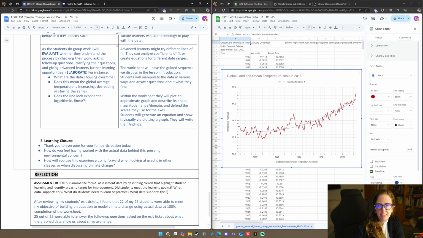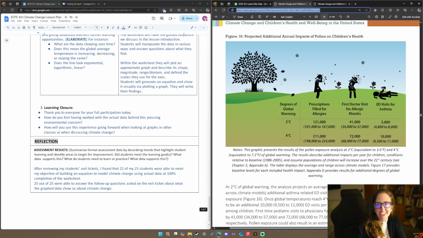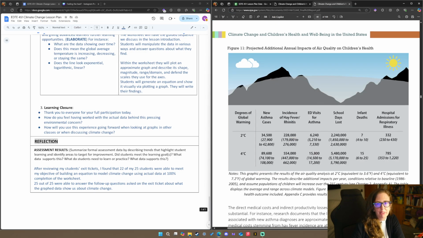Finally, I will have a closure with them to discuss what they found, and then discuss what this means for their health in the future and how many years in the future. I mentioned that I'm going to be having them point out 2 degrees and 4 degrees. Just wanted to show that the EPA has concrete things that they think will happen at 2 degrees and 4 degrees in terms of health. I included them in my first show, but we will be able to see exactly the health consequences at 2 and 4 degrees Celsius of global warming.